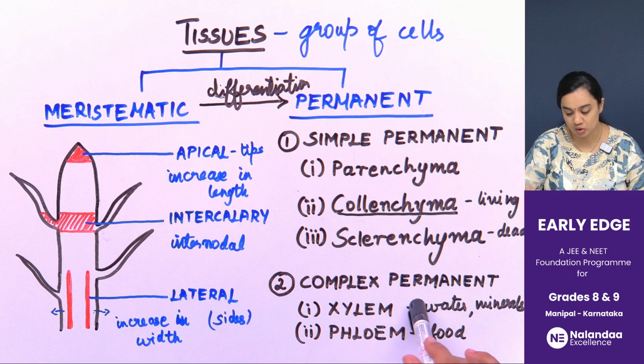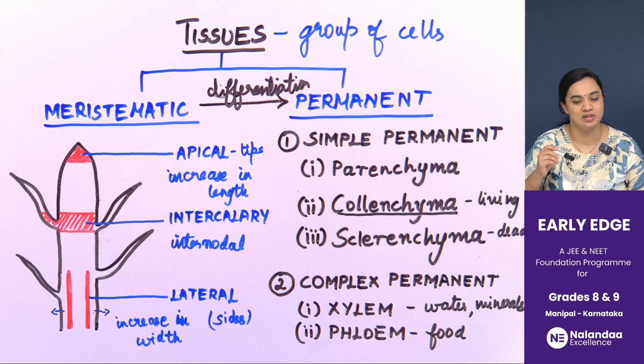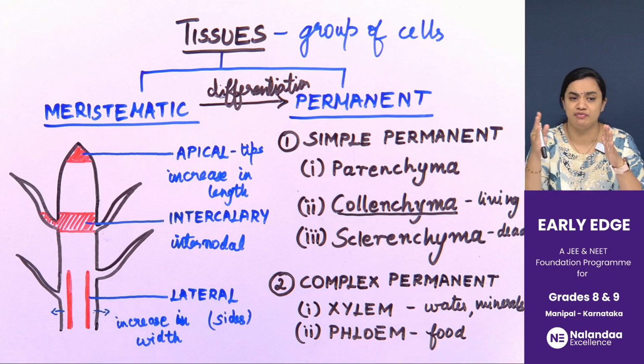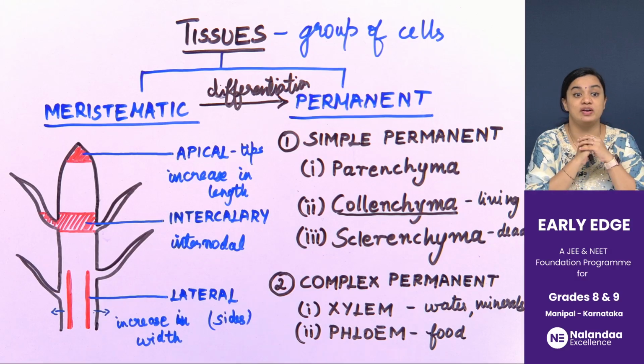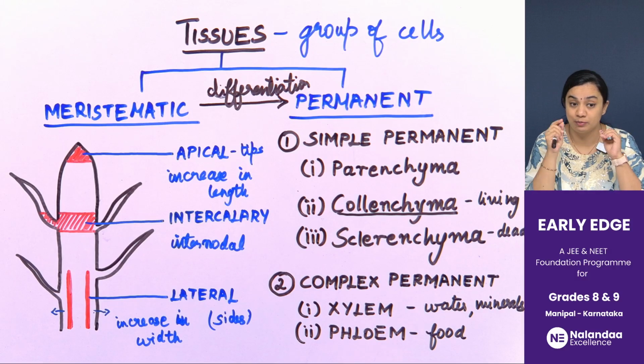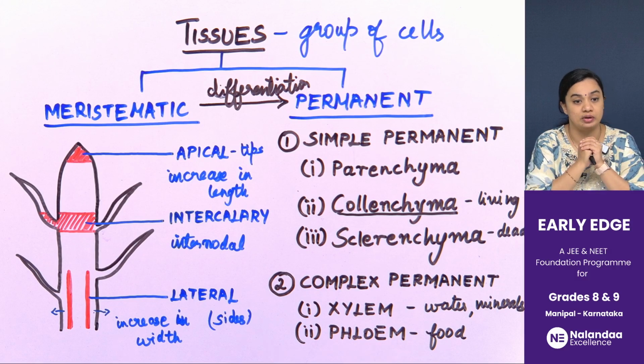So xylem helps in transport of water and minerals within the plant, and phloem helps in the transport of food in the form of glucose and sucrose mainly. This is complex permanent tissue where both xylem and phloem are composed of many different types of cells. Specifically there are 4 different types of cells that will compose xylem and phloem. More about this we will talk later.